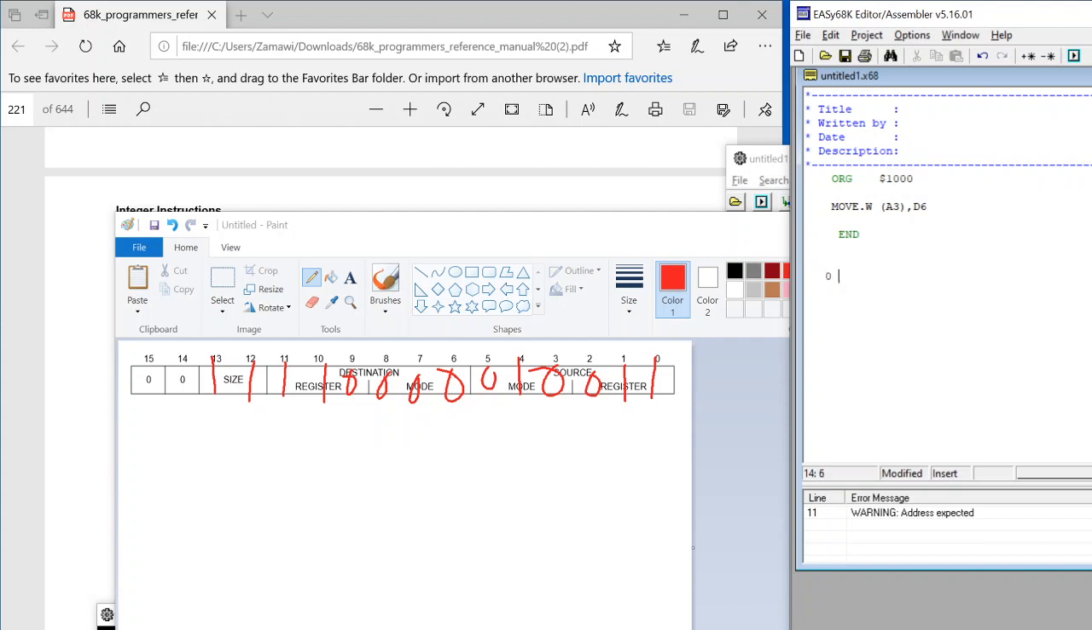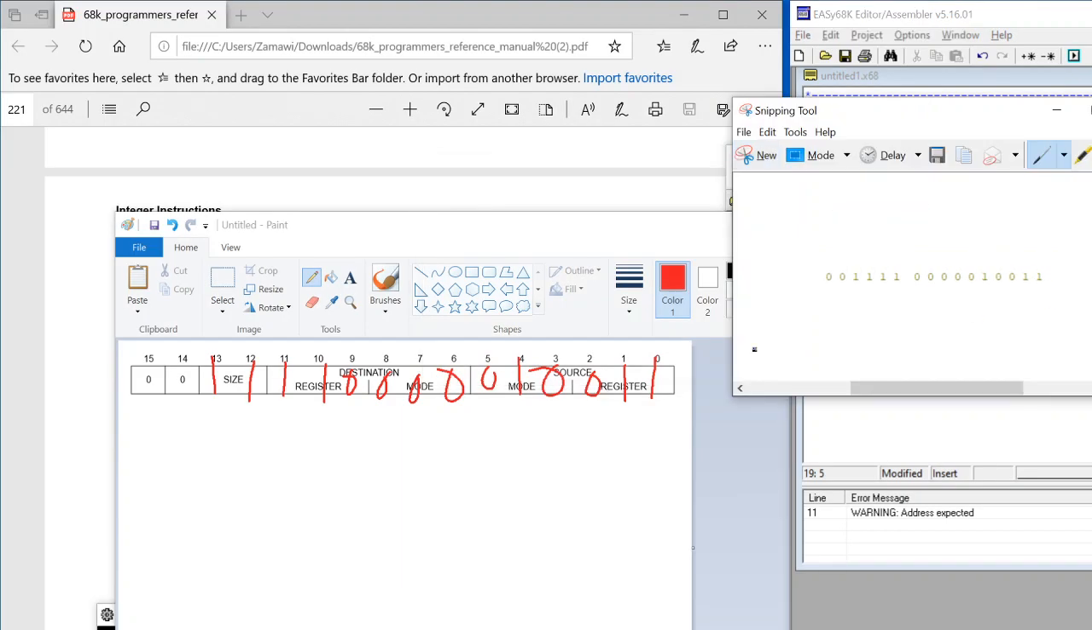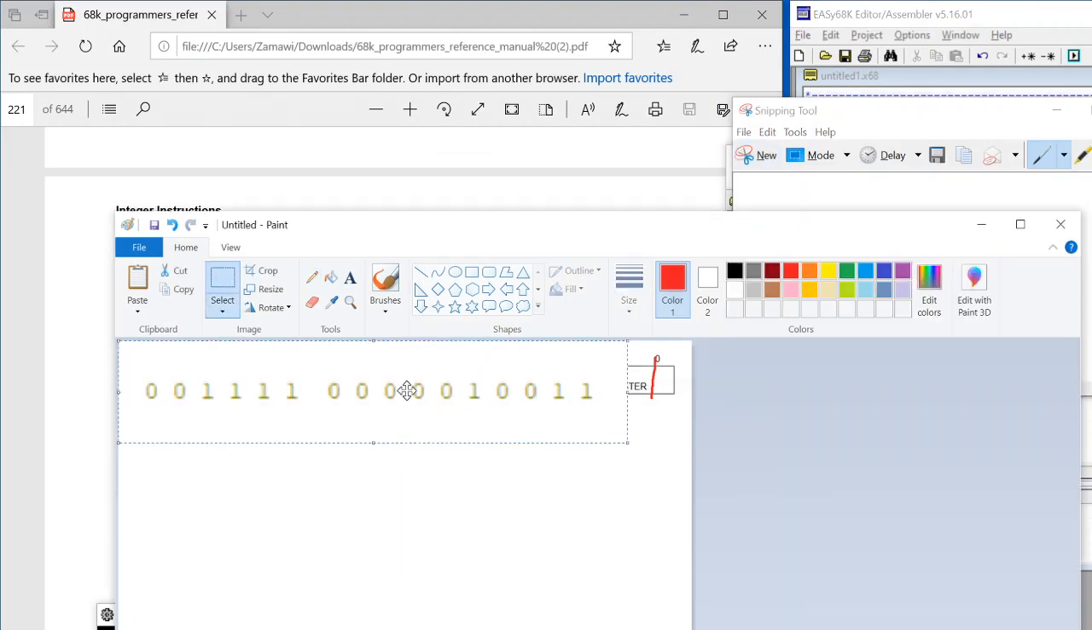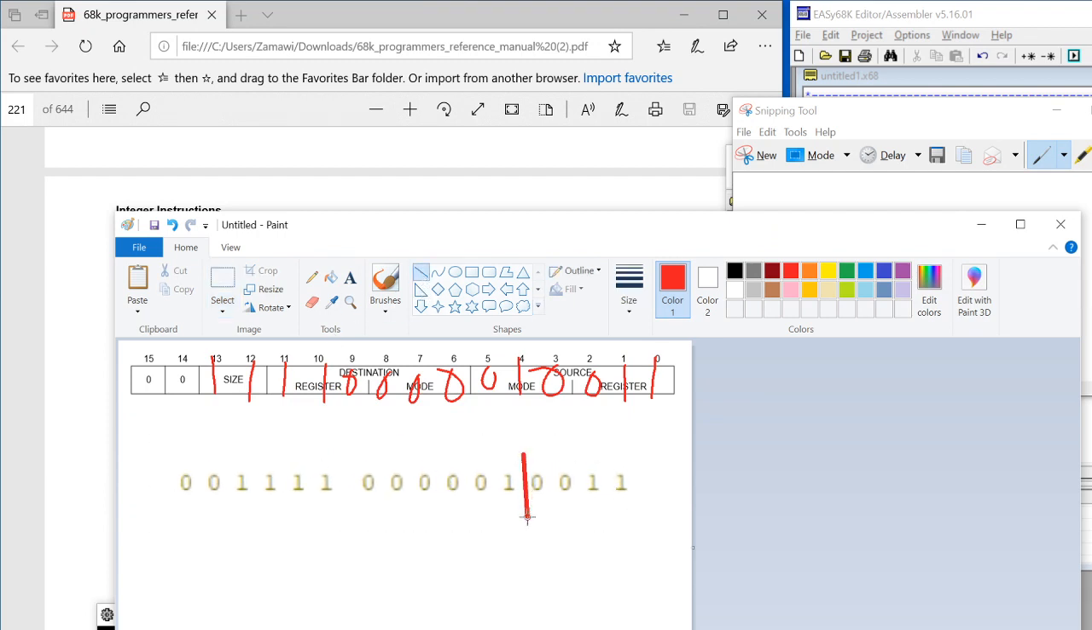We have 0011 1100 0001 0011. So again, 1 2 3 4 5 6 7 8 9 10, so it should be 16-bit. I'm going to convert it to hexa numbers. This is going to be 3, this is 12, which is C, this is 1, and this is 3. So the answer is going to be $3C13.